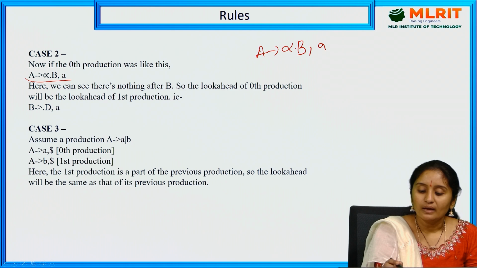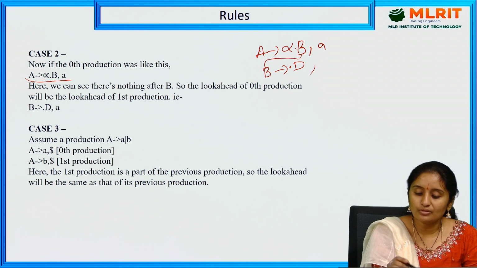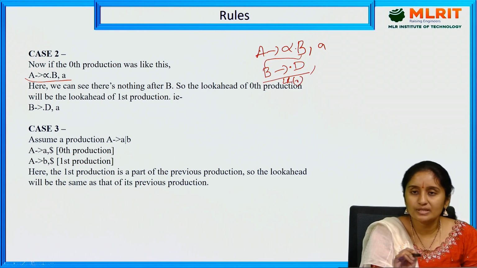comma A. Now after the dot there is a non-terminal, so I need to write these non-terminal productions. What are the non-terminal productions? Just as before, I am writing B tends to dot D. Now this is my LR(0) item which is completed. Now I need to write the look ahead symbol here.